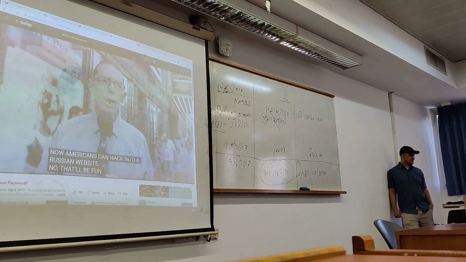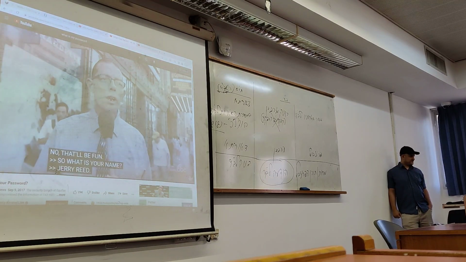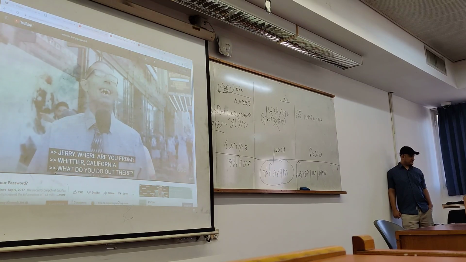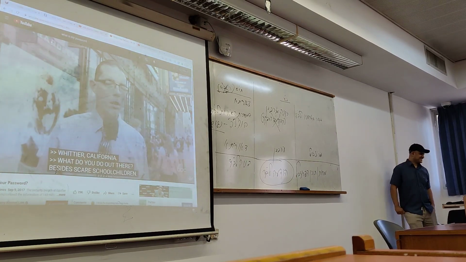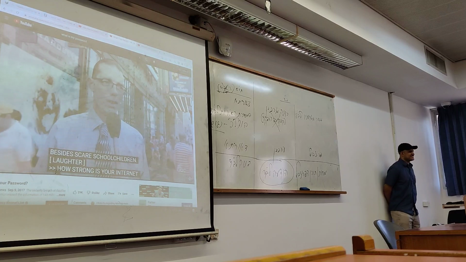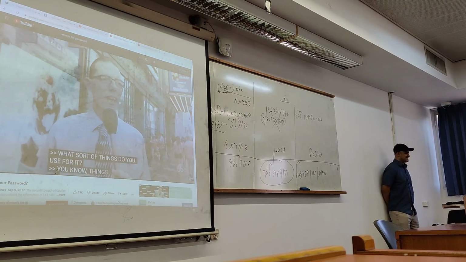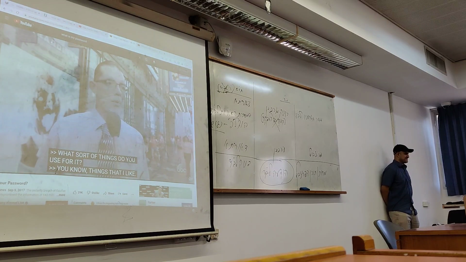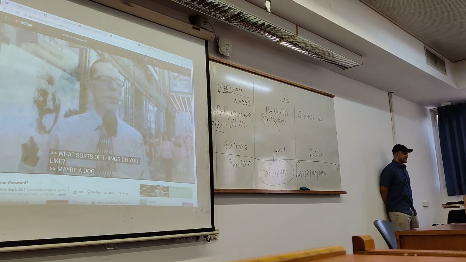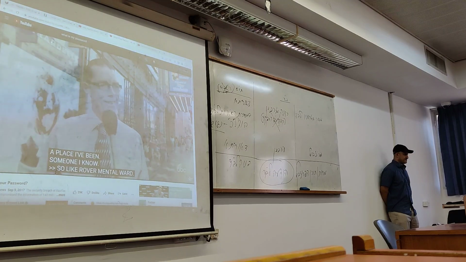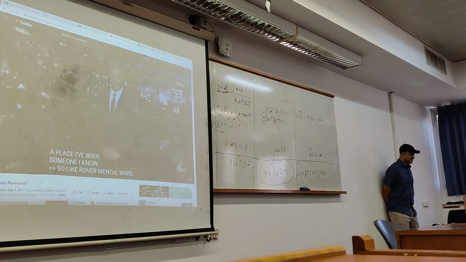So what is your name? Jerry Reed. Jerry, where are you from? Whittier, California. What do you do out there besides scare school children? You know, things that I like. What sorts of things do you like? Maybe a dog, an animal, a place I've been, someone I know. So like Rover, mental ward. Yeah. All right.